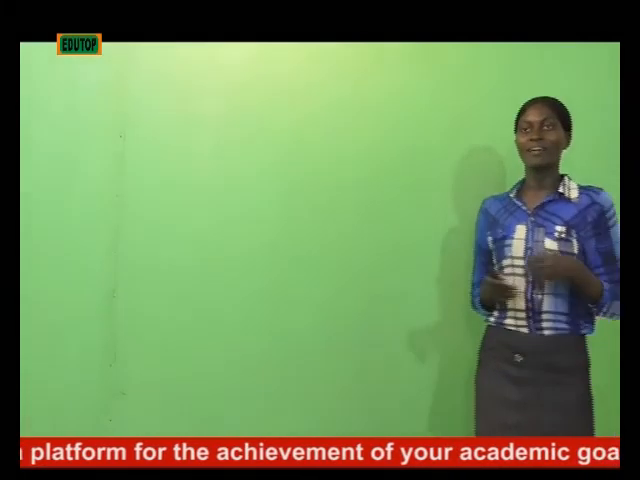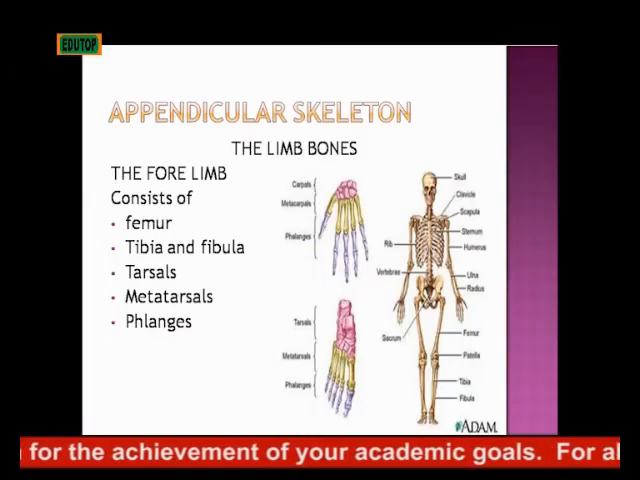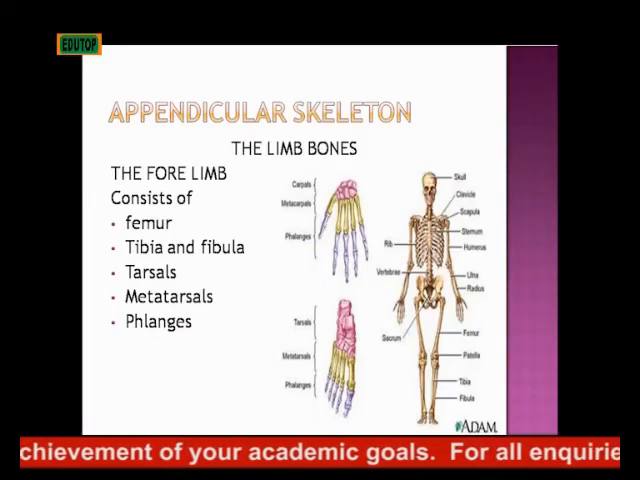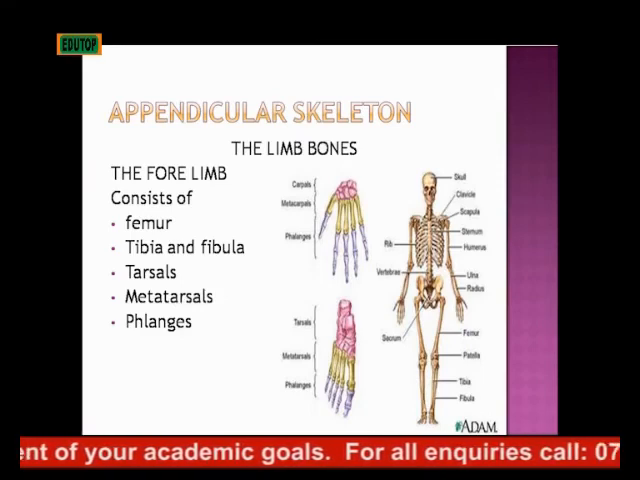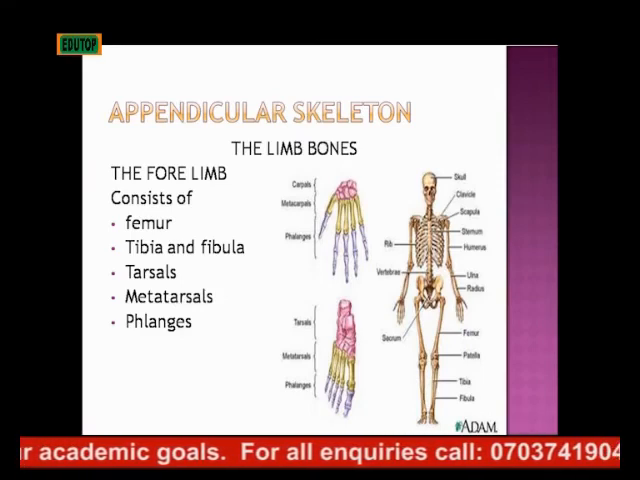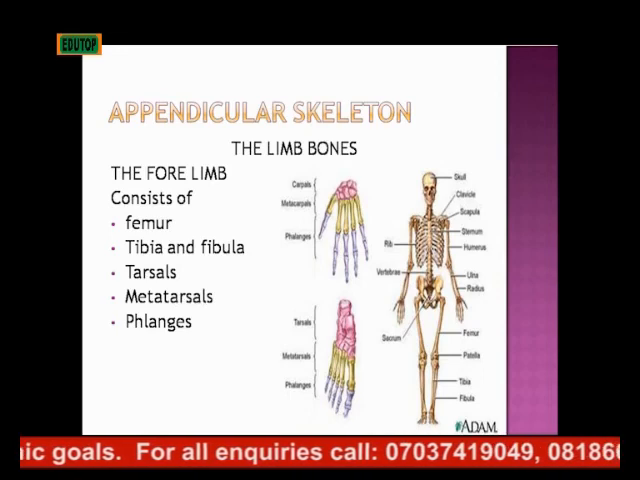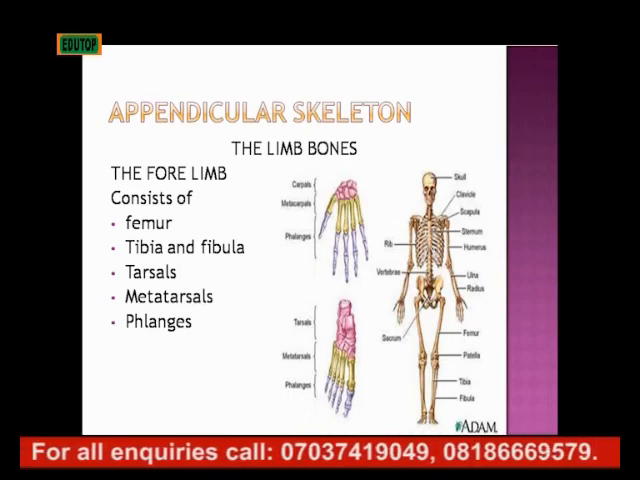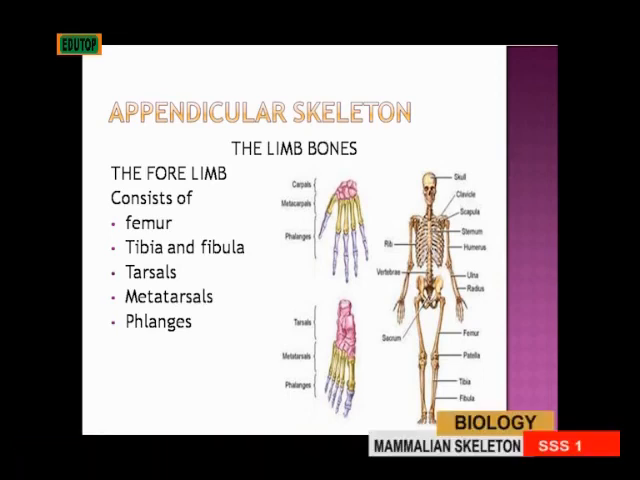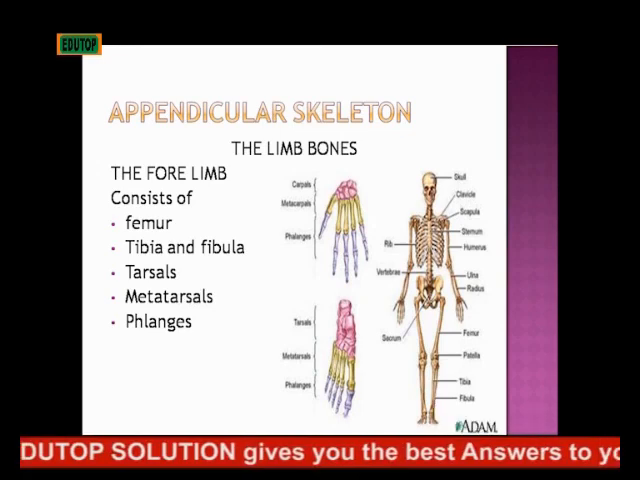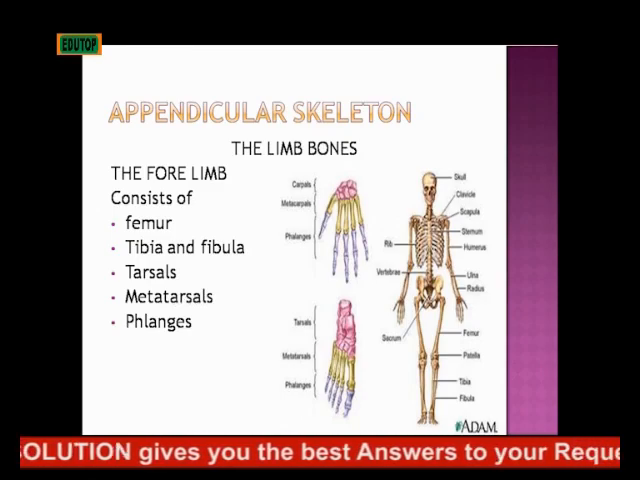Then we have the hind limb. The hind limb, that is the leg, consists of the femur, the tibia, and the fibula. That's the lower part of the legs. The other 2 bones that we have, just like we have in the hand, the radius and the ulna. So we have the tibia and the fibula.